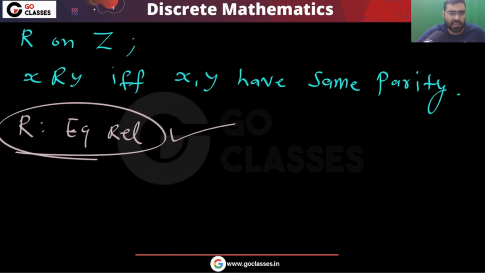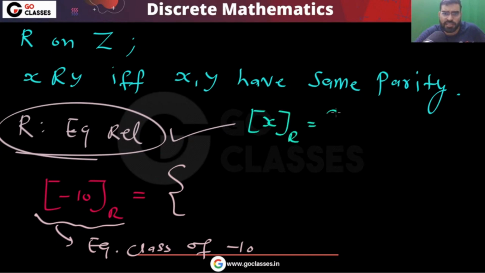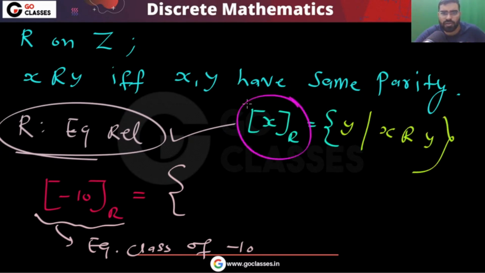Once you find the equivalence relation, can you tell me the equivalence class of -10? That will be all the elements related to -10, right? Remember, the equivalence class of x is all the elements that are related to x. Every element that is related to x is the equivalence class of x.